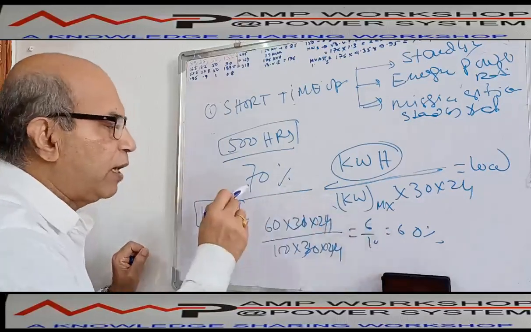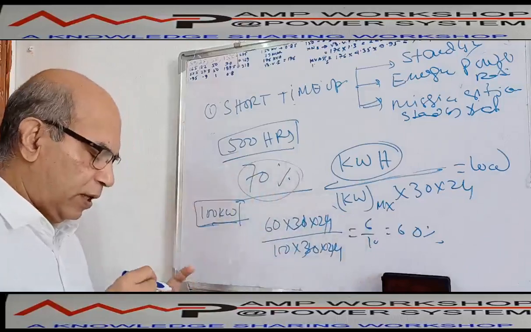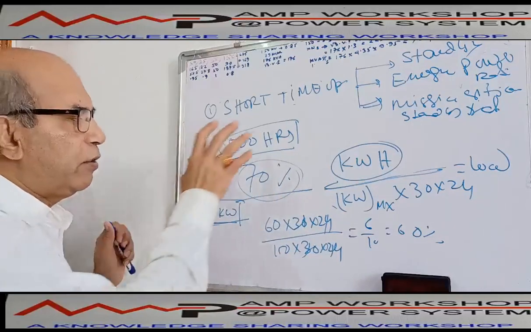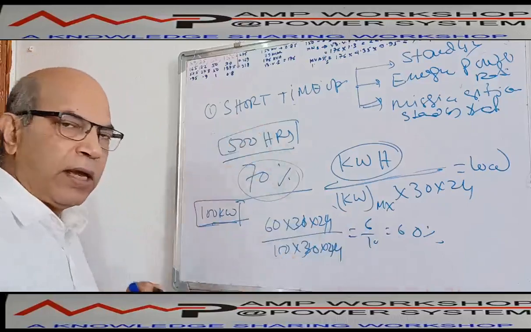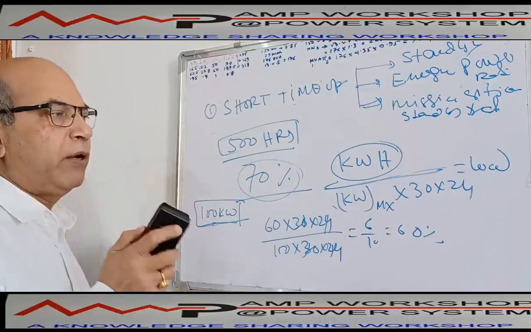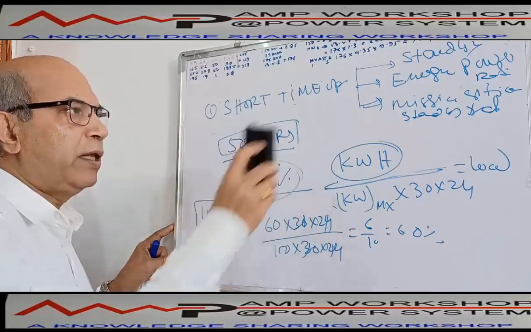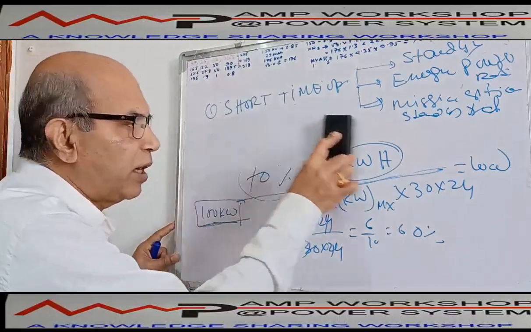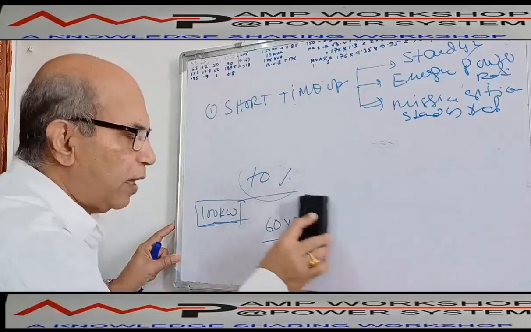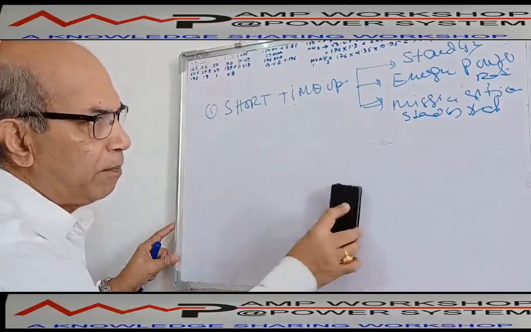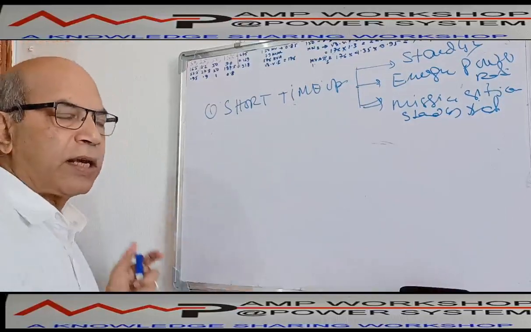So in this figure, it should not be more than 70%. If that is the operation, the requirement is maximum 500 hours, and the machine will never be loaded more than its nameplate rating, and it will be with a varying load, in that case the machine will be termed as a standby rating. Okay, now the second rating is called emergency power rating or emergency power service rating.